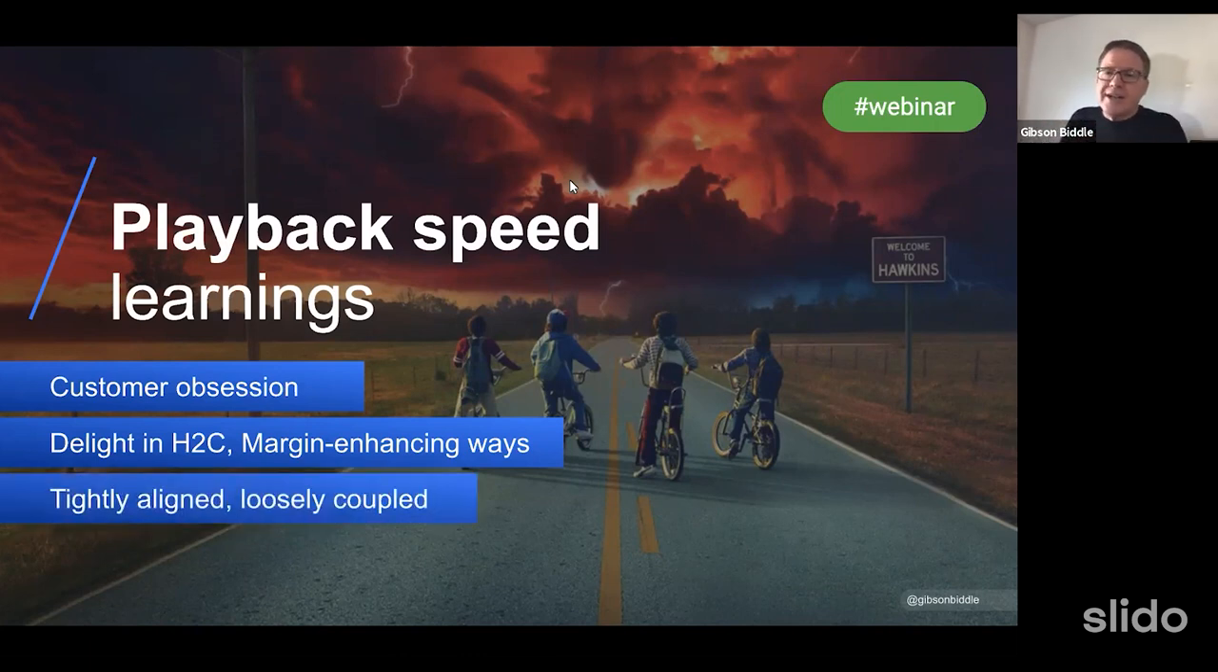And there's another concept in Netflix, and this is called tightly aligned and loosely coupled. So this is a product decision. The product team makes this decision. The content team is not in the room. Their job is to find great content that people will love. And they don't need the product team to tell them what that looks like. The product team makes decisions about how to delight customers in hard to copy margin enhancing ways. And in this case, it's not important to Netflix that they hear the voice of the studio.